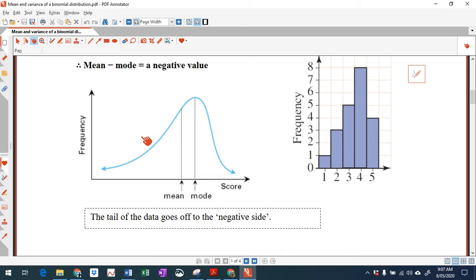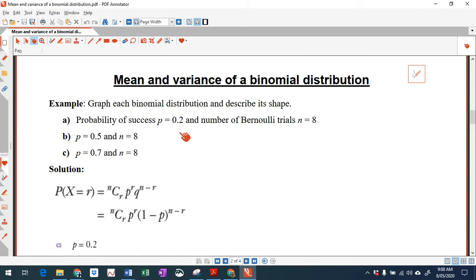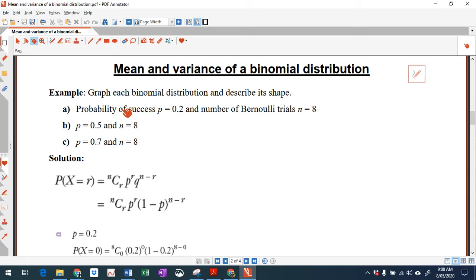Okay, so we need those two ideas for the mean and variance of a binomial distribution. Let's start off with the first example. We've got to graph each binomial distribution and describe its shape. So let's look at part A. Probability of success, P equals 0.2, and the number of Bernoulli trials, N equals 8.